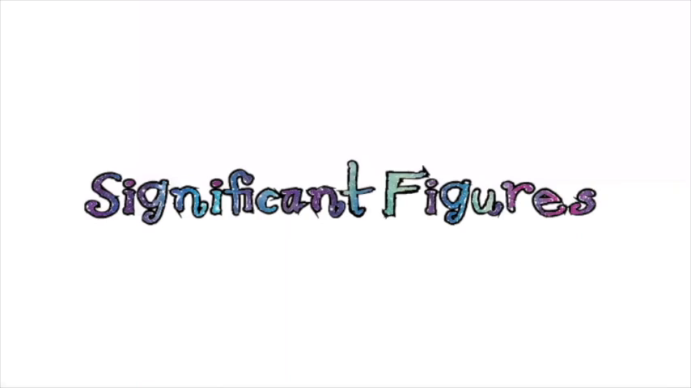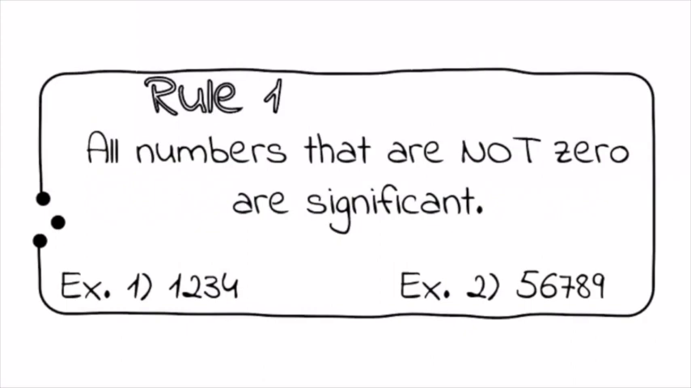This video is on significant figures. So significant figures are very important in chemistry because they determine how we measure things and show us how accurate our measurements are. So we have 5 rules for determining significant figures. Rule 1, all numbers that are not 0 are significant. So anything that isn't a 0 is always going to be significant. So in this first example, we have 4 significant figures. In example 2, we have 5 significant figures.